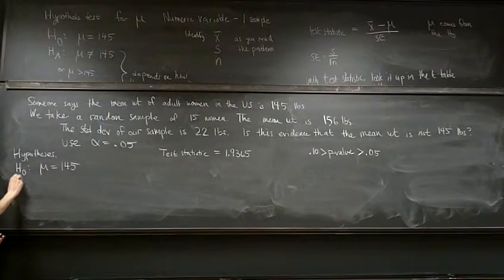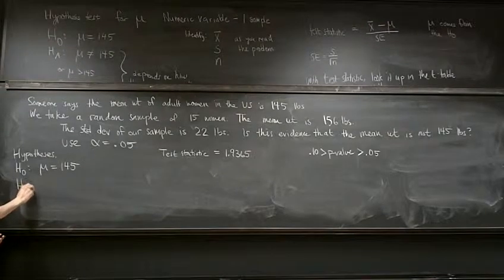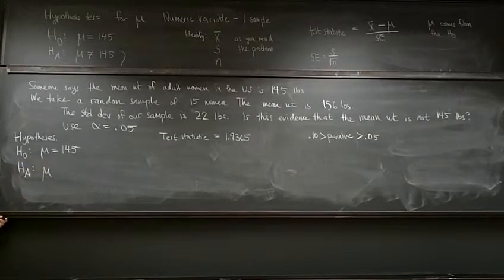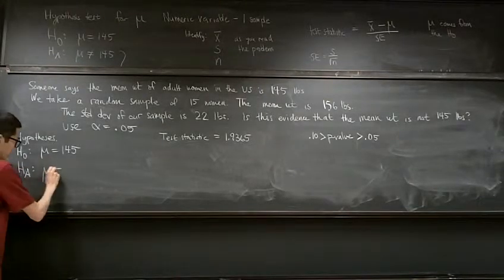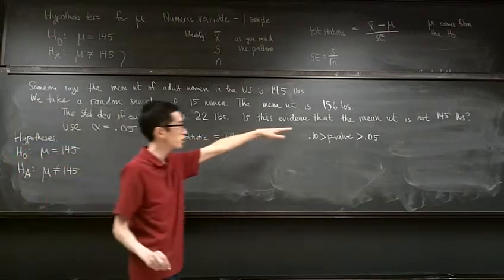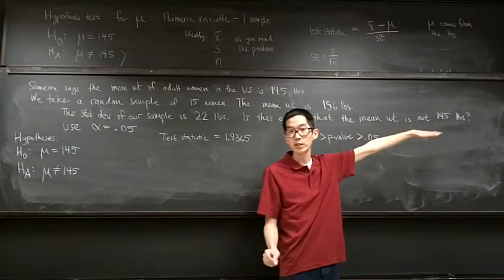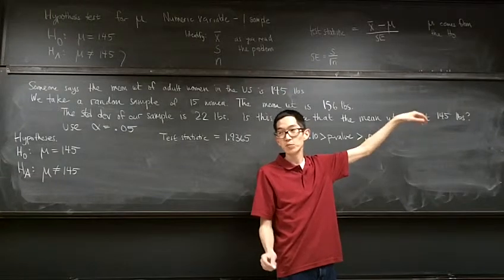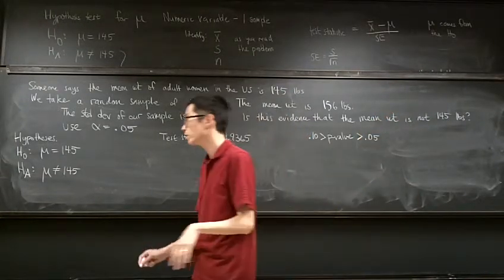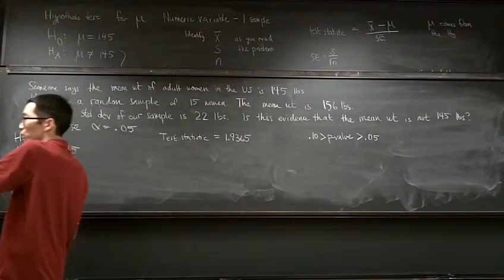And our alternative, do I use mu doesn't equal, greater than, or less than? Doesn't equal 145. Because it just said, is this evidence that the mean weight is not 145? It didn't say, is this evidence that the mean weight is more than 145, or less than 145? It wasn't written that way, so we have mu not equal.